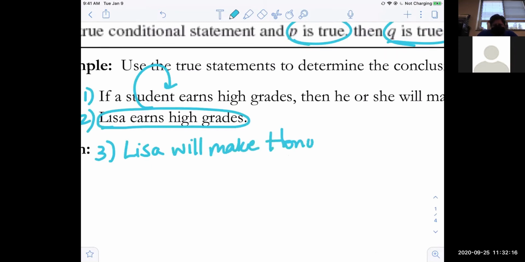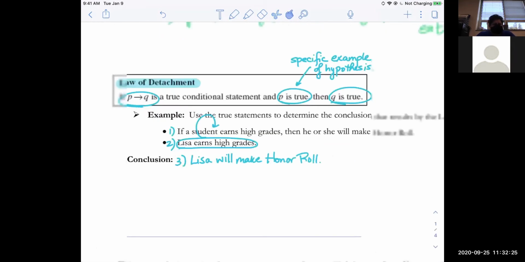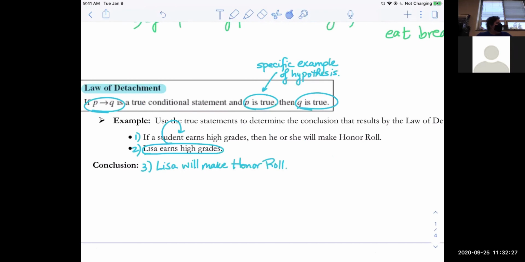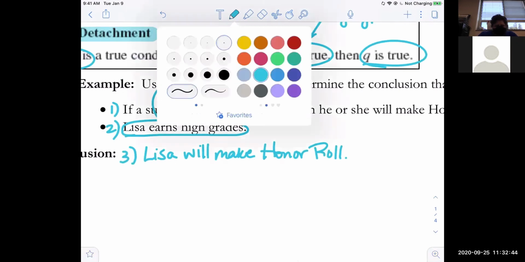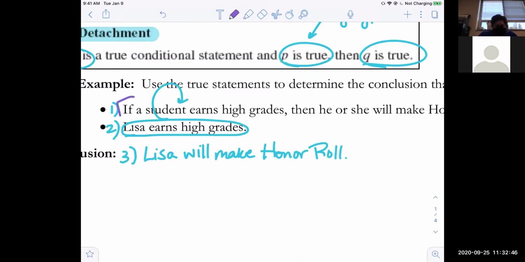Now, you should not write this one in if-then form. We're assuming that if-then statement is true. So if we talk about anybody who earns high grades, the conclusion is that anybody should be making honor roll. This is called law of detachment. You can think of this like you've plucked off an example of the hypothesis. You've detached, like you're cutting off this from the end of the sentence.